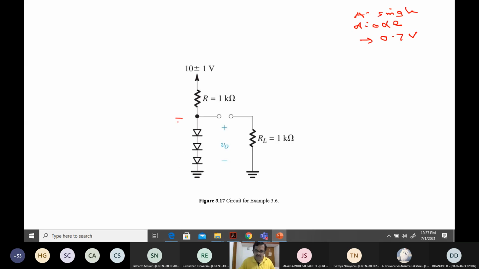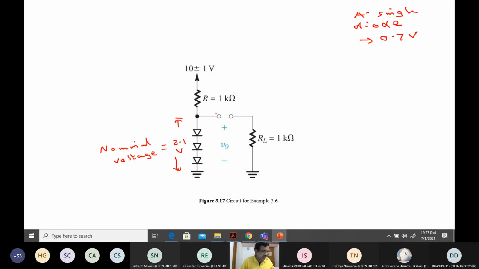So 2.1 volt you can get as the nominal voltage, which means, with 0.7 volt as the constant voltage drop, we get the nominal voltage across the 3 diodes as this. Now with the load connected, this also will affect the nominal voltage.